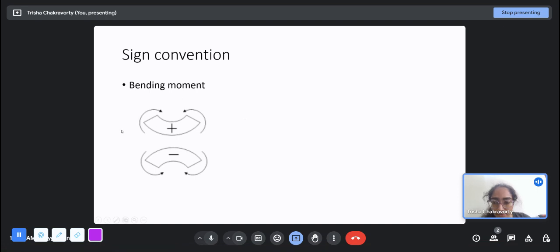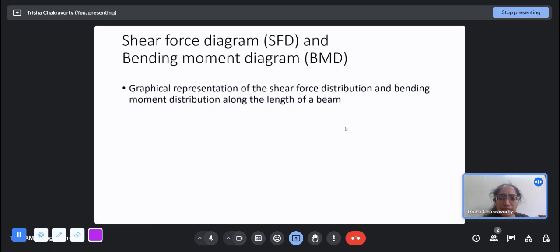Here, if you are approaching a structure from the left side, taking a section from the left side, then clockwise bending moment will be positive, and if you are coming from the right side, clockwise bending moment will be negative and anti-clockwise will be positive. And similarly for shear force, if you are taking a section from the left side, upward shear force will be positive, but if you are coming from the right side, downward shear force will be positive.